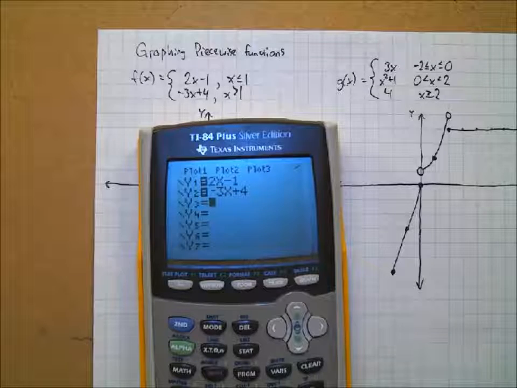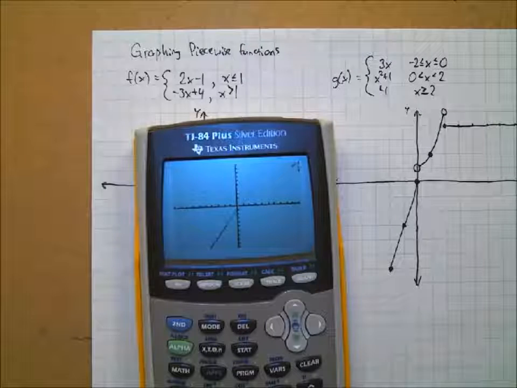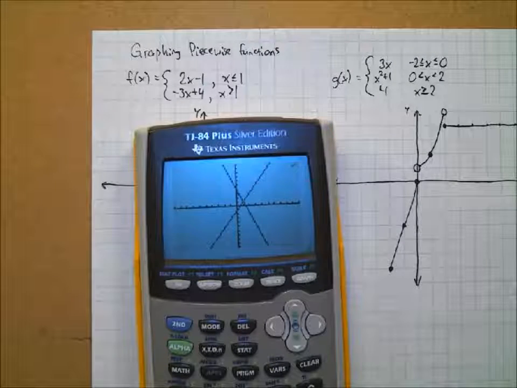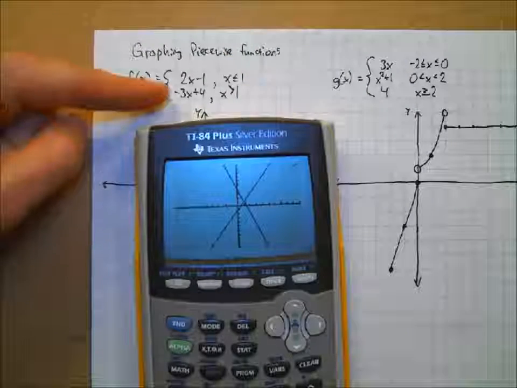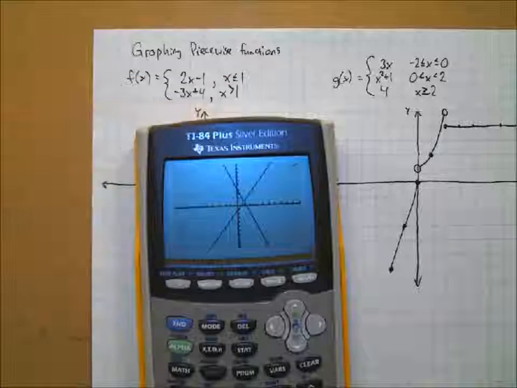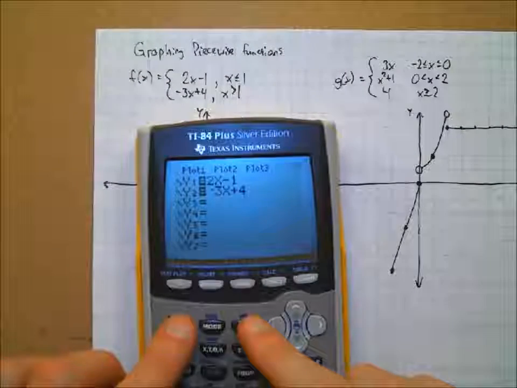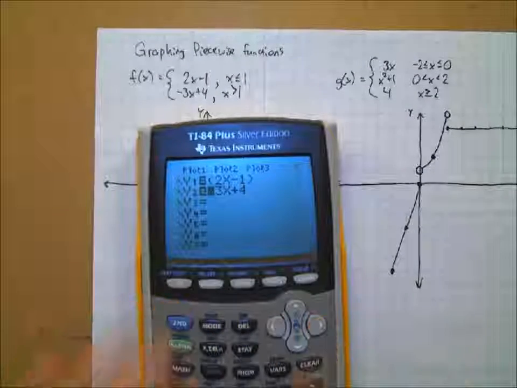The problem is, if I try and graph it right now, it's going to graph the entire first line and the entire second line. But that's not what we want. We only want it to graph the first line for x values less than or equal to 1, and we only want it to graph the second line for x values greater than 1. Well, the way we can fix that is if we put parentheses around our 2 equations.